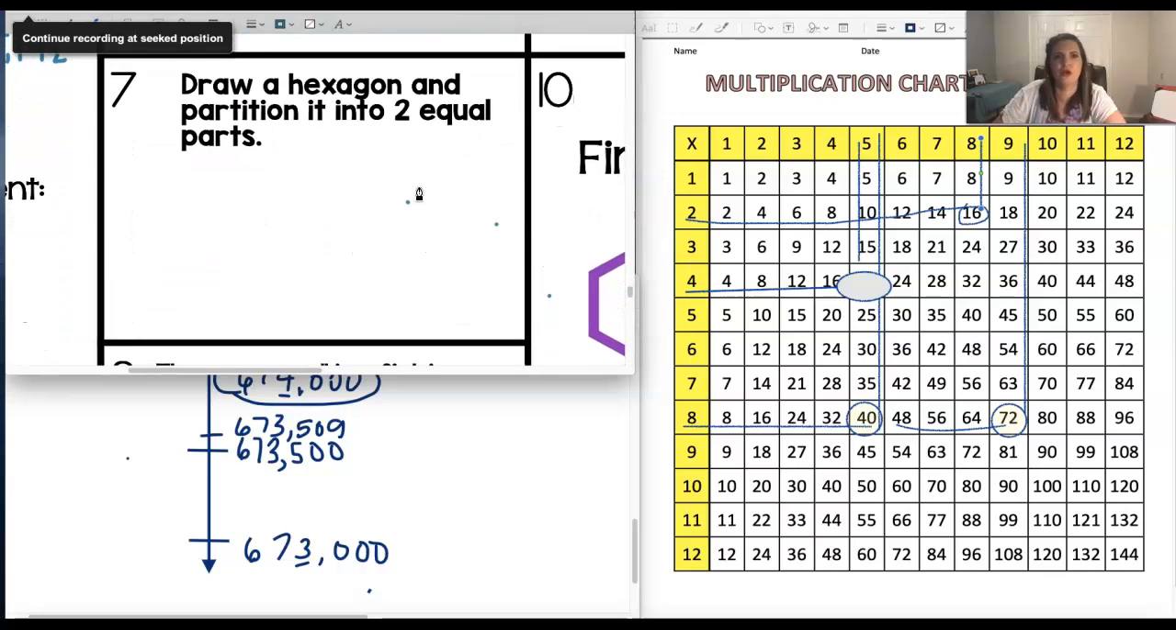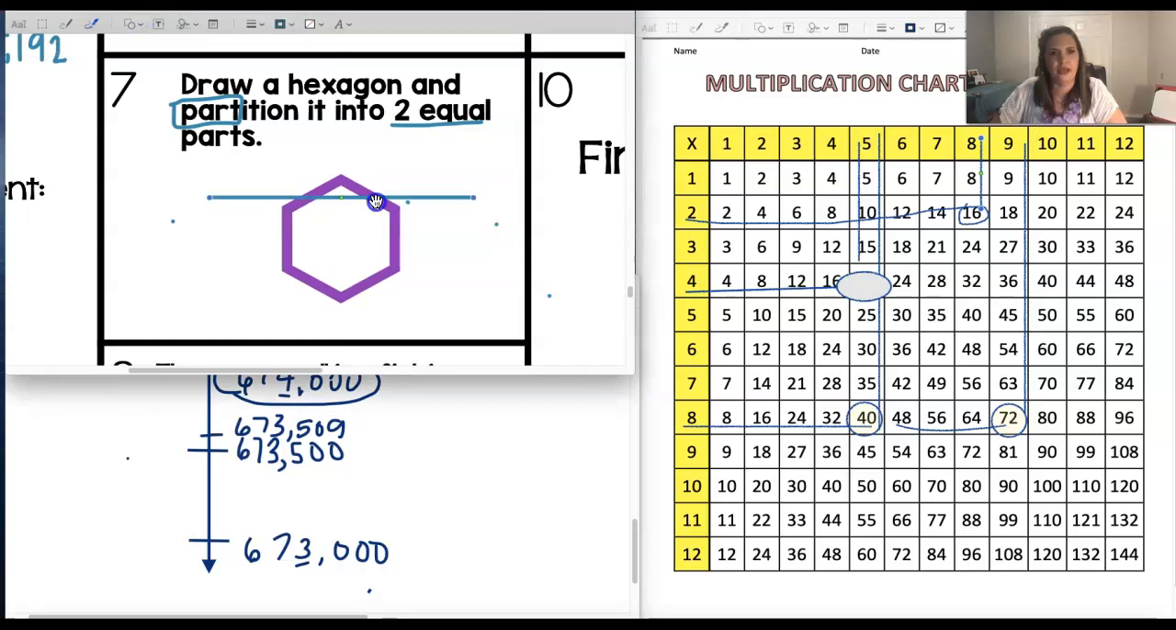Number 7, draw a hexagon and partition, which means part it, put it into parts, into 2 equal parts. Okay, so here's my hexagon. If I want to put it into 2 equal parts, I can put it into 2 equal parts this way. If I folded the bottom onto the top, they would be equal. I can put it through the vertices and get 2 equal parts.